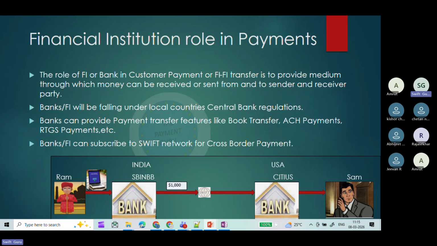All banks and financial institutions fall under the respective country's central bank rules and regulations. For example, in India, all the banks, be they private or government based, fall under the Reserve Bank of India's rules and regulations. In fact, the license to open a bank within the country depends totally upon the central bank of the respective country. They have a checklist they have to follow, and only then will they be able to open banks in that country. They can provide different payment transfer options such as book transfer, ACH payments, RTGS payments, and if they are a participating bank in SWIFT, then they can provide cross-border payments as well.